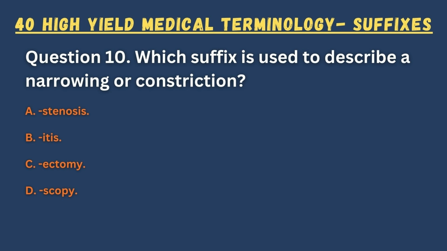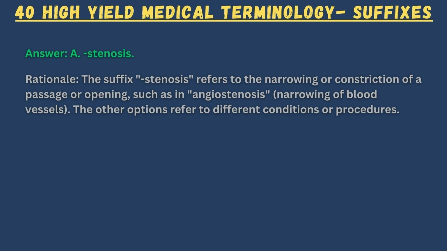Question 10. Which suffix is used to describe a narrowing or constriction? A. Stenosis. B. Itis. C. Ectomy. D. Scopy. Answer: A. Stenosis. Rationale: the suffix stenosis refers to the narrowing or constriction of a passage or opening, such as in angiostenosis, narrowing of blood vessels. The other options refer to different conditions or procedures.